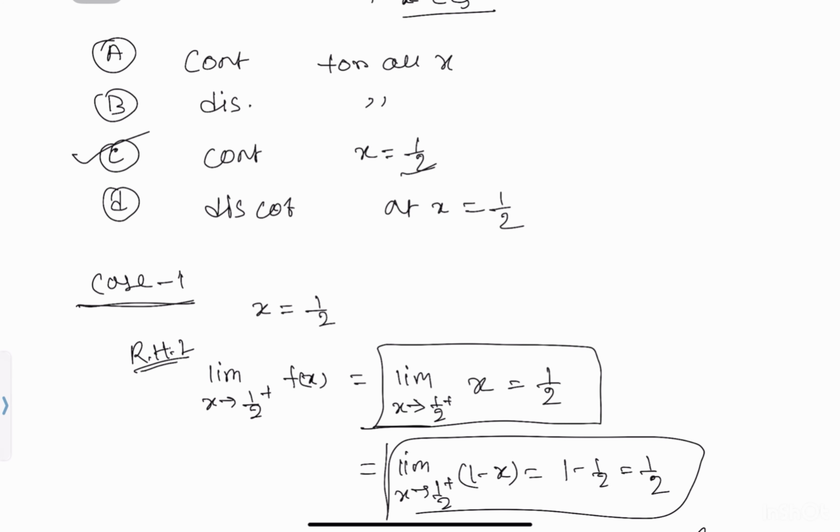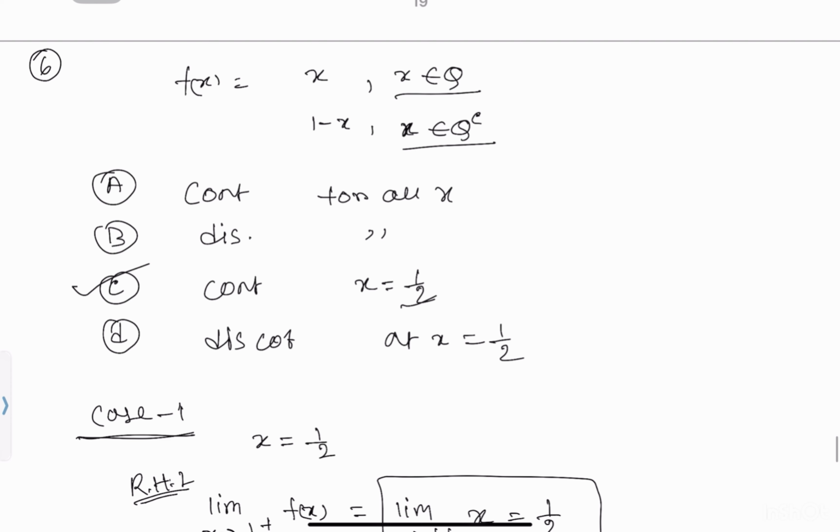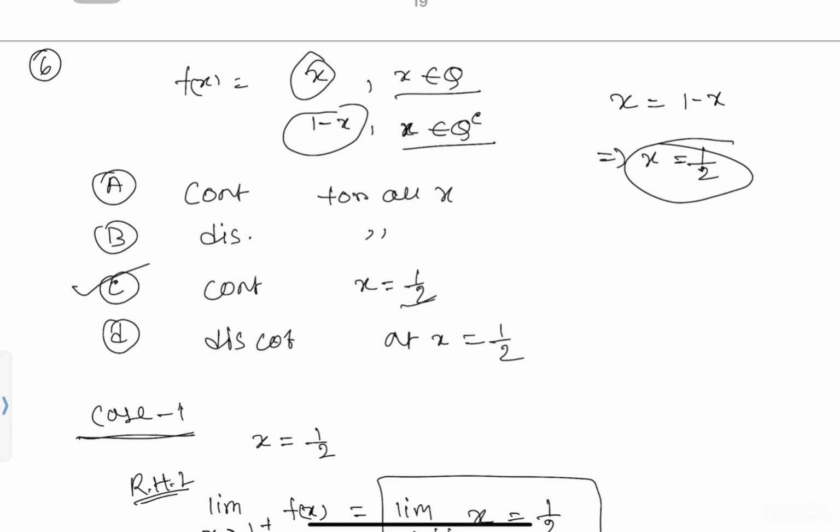Clear? And another way you can verify: whenever this type of question comes, just try to equate them. x equal to 1 minus x. Find the value, x equal to 1 by 2. This is the actual point where the function has a continuity or discontinuity point. Okay, clear? Using this method, you can easily say whether at that point the function is continuous or discontinuous. Otherwise every point may be discontinuity or continuity. So I think it is clear. Okay, done.